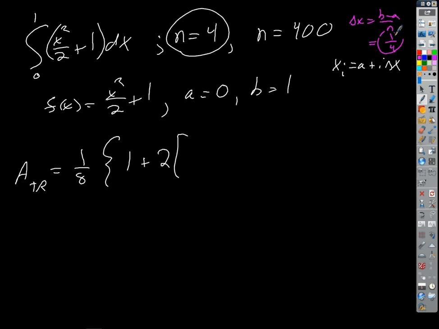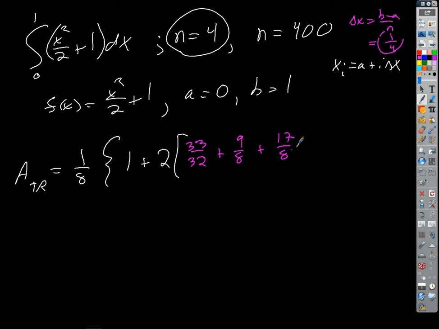So if we evaluate this at 1/4, what do we get? Throw it in your calculator, somebody. What's 1/4 squared over 2 plus 1? 1 and 1/32, so 33/32. Okay, then we do this at 2/4, so at 1/2. That gives us 1/8 plus 1, so 9/8. And then we do this at 3/4, which is going to be 9/8 plus 1, so 17/8. Did I do that right?